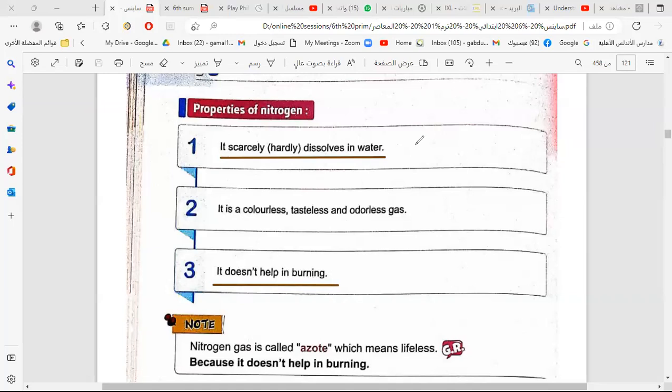Here, it is like oxygen. And here, it is like carbon dioxide. Okay? So, nitrogen has some properties of oxygen and some properties of carbon dioxide.